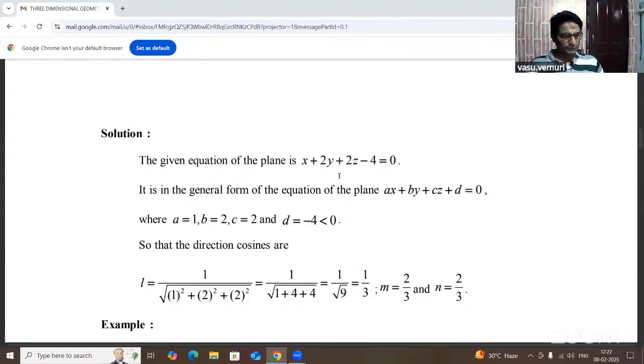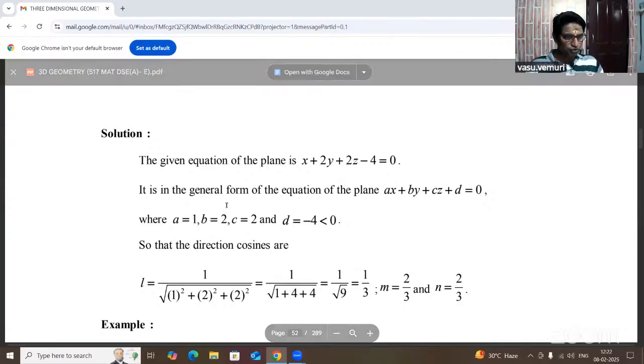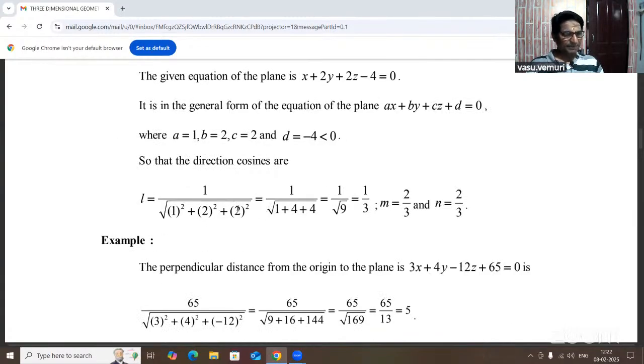For the DCs, L equal to A by root of sigma A square. A means 1 by root of sigma A square, which is 1 square plus 2 square plus 2 square. So that value is root 9, which is 3. So the L value is 1 by 3, the M value is 2 by 3, the N value is 2 by 3. Here l, m, n are the DCs of the normal to the plane.